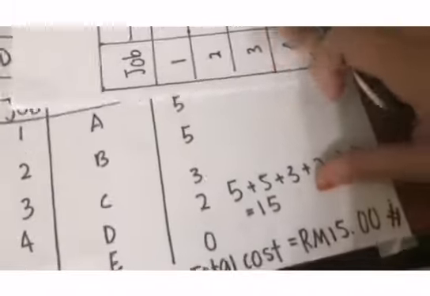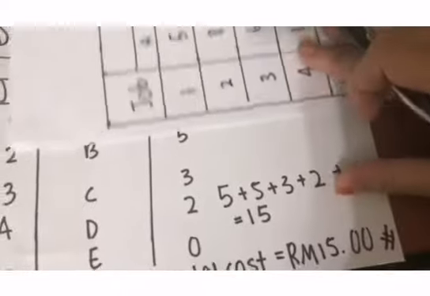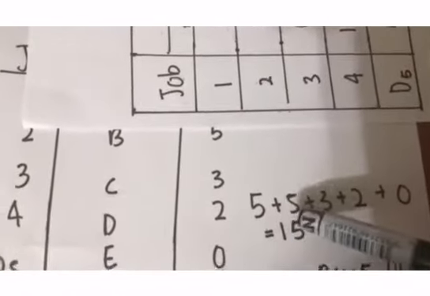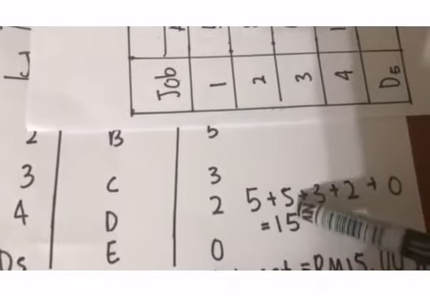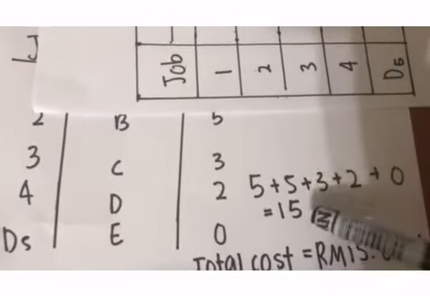Then lastly, finally, we need to count 5 plus 5 plus 3 plus 2 plus 0. The answer is 15 in total.